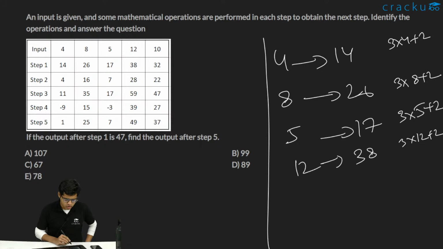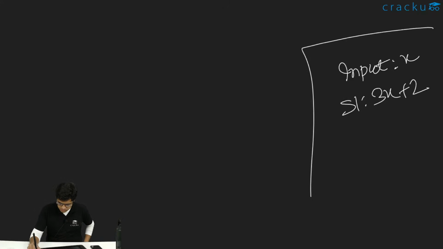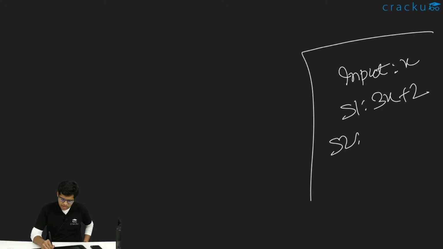Now what is step 2? Now step 2 and step 1 relation is very, very easy. You just subtract 10, right? 14 minus 10 is 4. 26 minus 10 is 16. 17 minus 10 is 7. 38 minus 10 is 28. So step 2 I can write as step 1 minus 10, which is 3x minus 8.